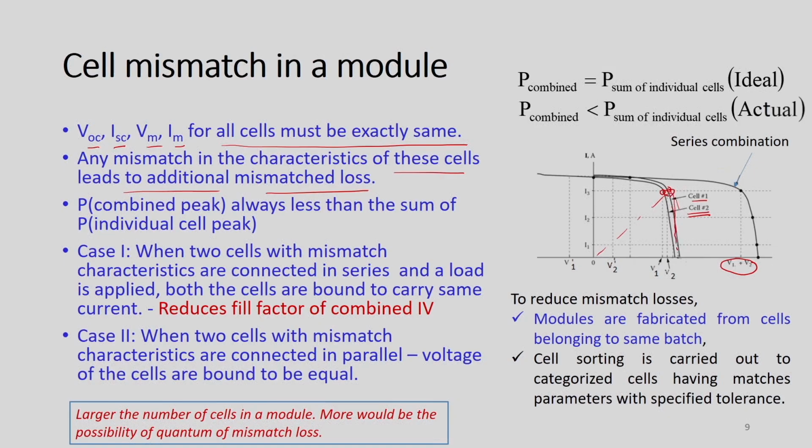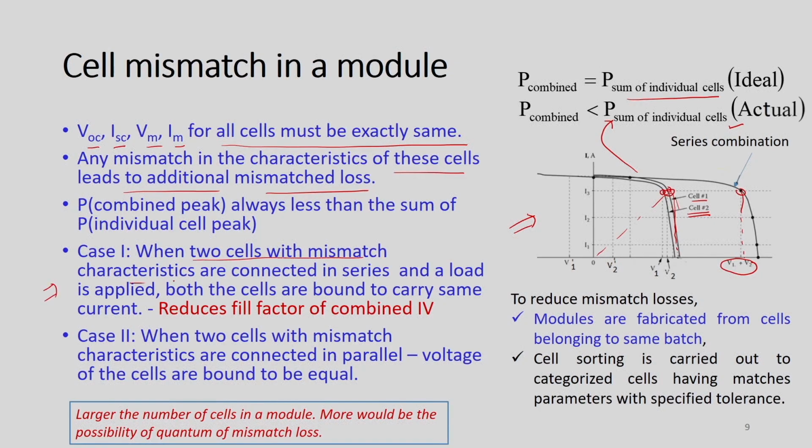In the ideal condition, this P combined has to be equal to the sum of the maximum power of the individual cells. So, the maximum power of this combined IV characteristic should be the same as the sum of the individual cells' maximum power. But this is not the case in an actual situation, because they have mismatch. If we combine two different cells with mismatched characteristics, we will have this situation: P combined is less than the sum of the power of the individual cells. This is what I am talking about for case 1.